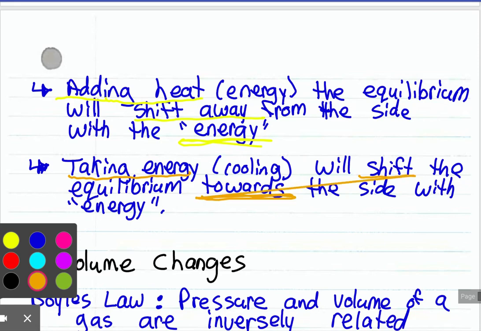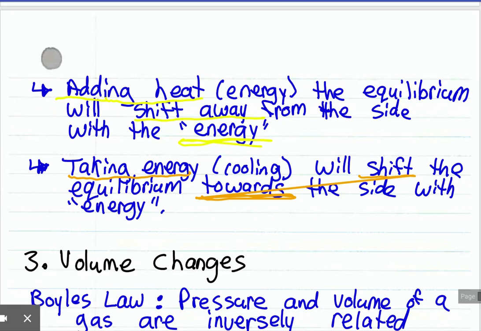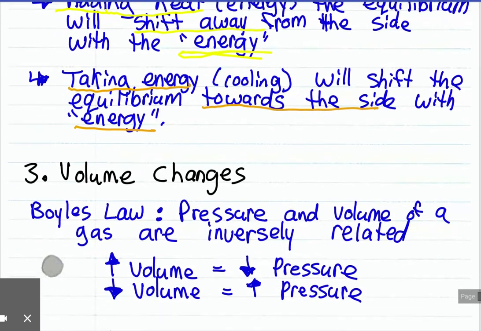The same idea. Sorry, so the key with energy is to consider it as a reactant or a product. And then the big idea of add, shift away; take, shift towards still works. Let's look at volume change.